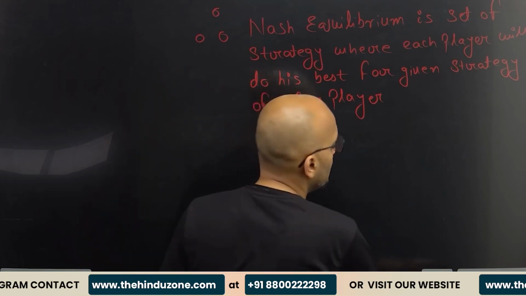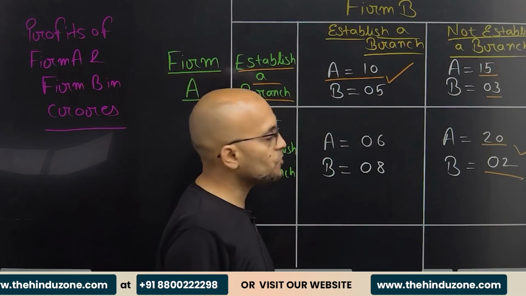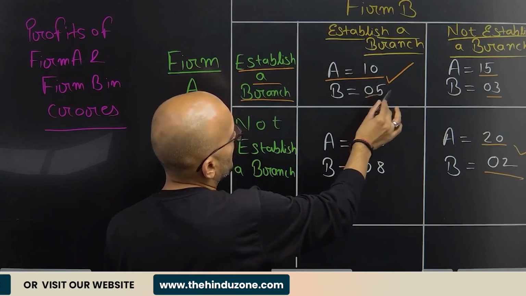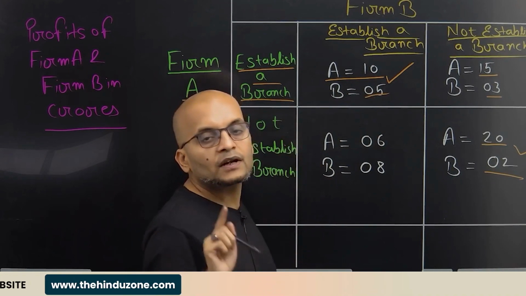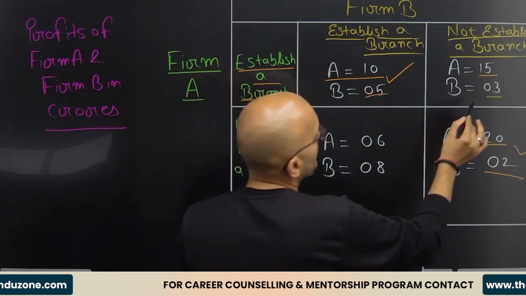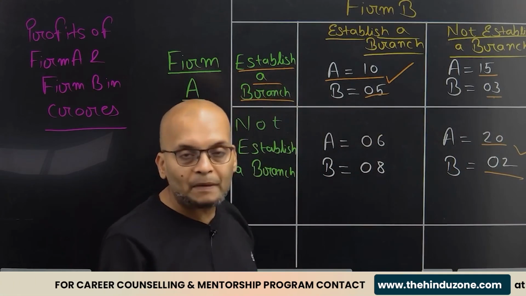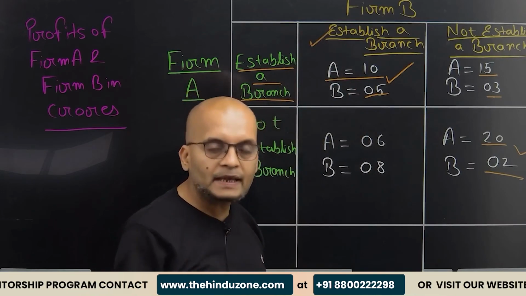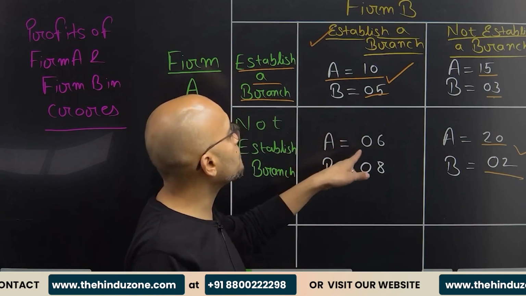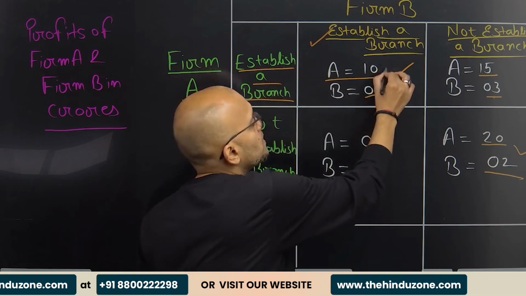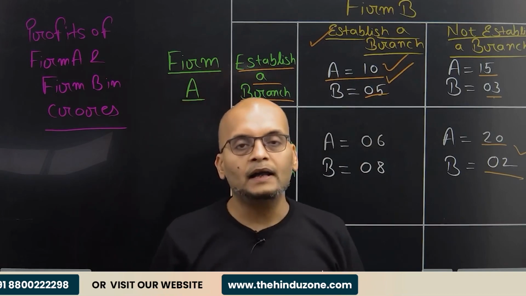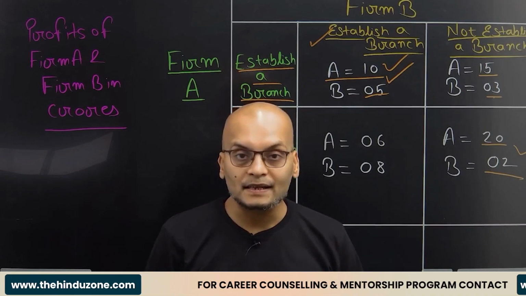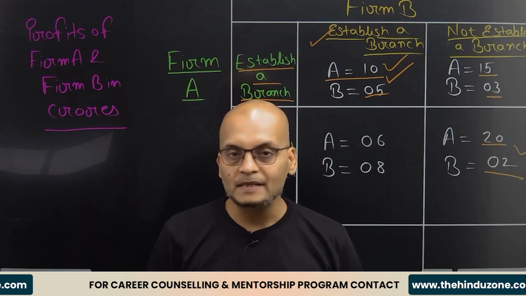Now look here. If we dive deeper into it, we see that if firm B establishes a branch, it is earning a profit of 5 CR, and if firm B does not establish a branch, it is earning a profit of 3 CR. So the better option for firm B is to establish a branch. And when firm B is going to establish a branch, the better option for firm A is also to establish a new branch. Thereby, both of them will establish a new branch. I hope this is clear to you. Nash equilibrium is absolutely clear.